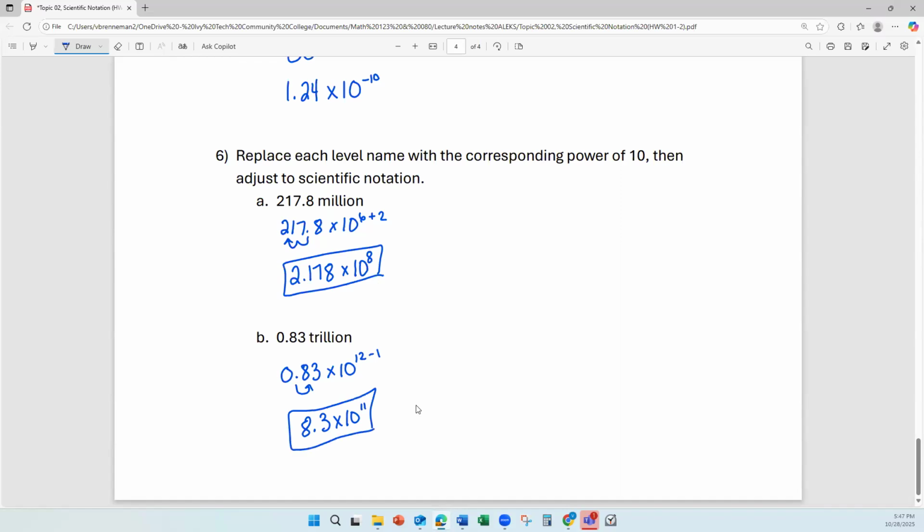And that's it for just scientific notation, converting back and forth into the different forms.